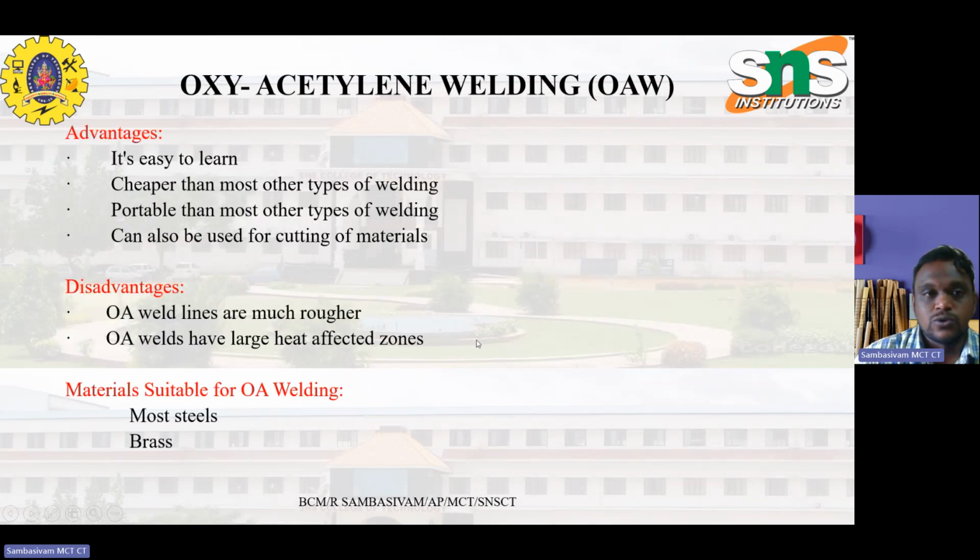Oxyacetylene welding has several advantages: it is easy to learn, cheaper than most other types of welding, portable, and can be used for cutting various materials. Similarly, it has disadvantages: oxyacetylene weld lines are much rougher, and it produces large heat affected zones. It is most suitable for steel materials.